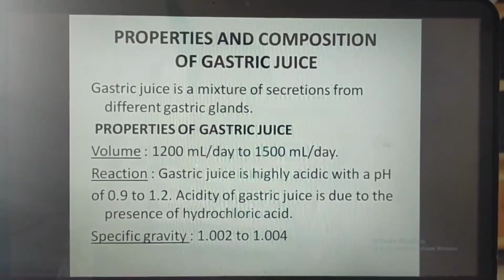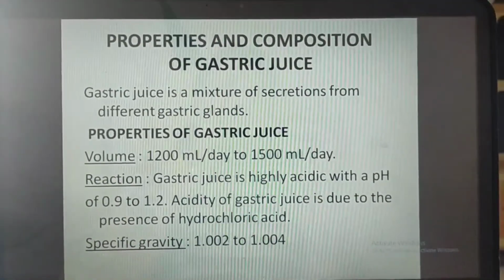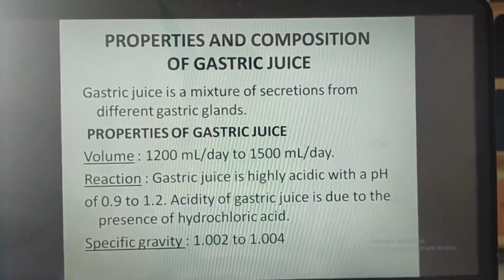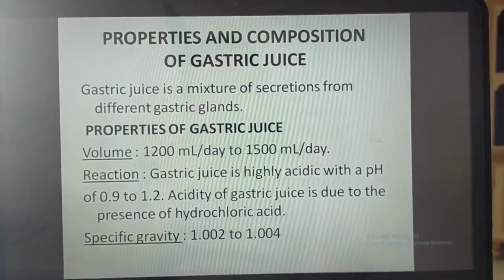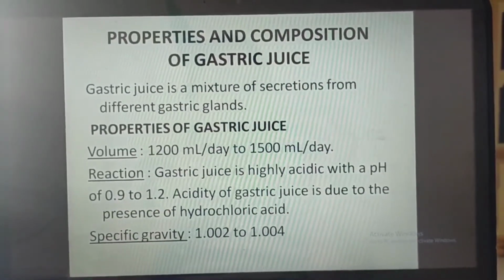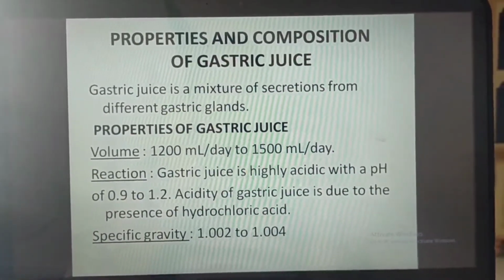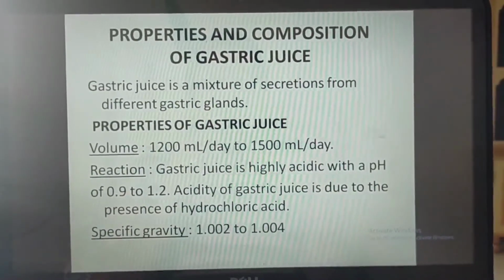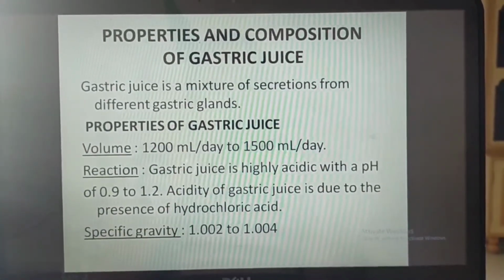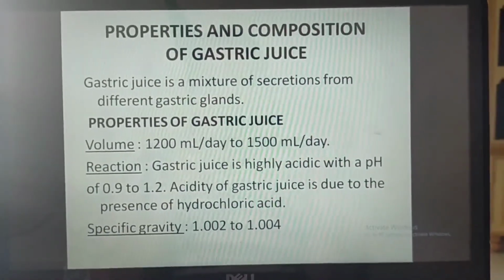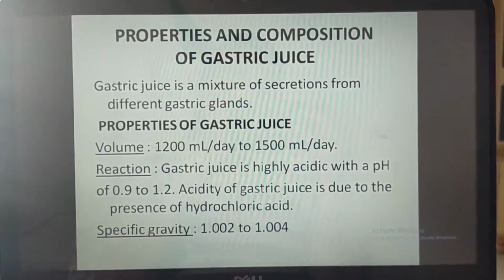Now we'll see the properties and composition of the gastric juice. Gastric juice is a mixture of secretion from different gastric glands. Properties of gastric juice. The volume of the gastric juice would be 1200 ml per day to 1500 ml per day. Gastric juice is highly acidic with a pH of 0.9 to 1.2. Acidity of gastric juice is due to the presence of hydrochloric acid, and the specific gravity would be 1.002 to 1.004.